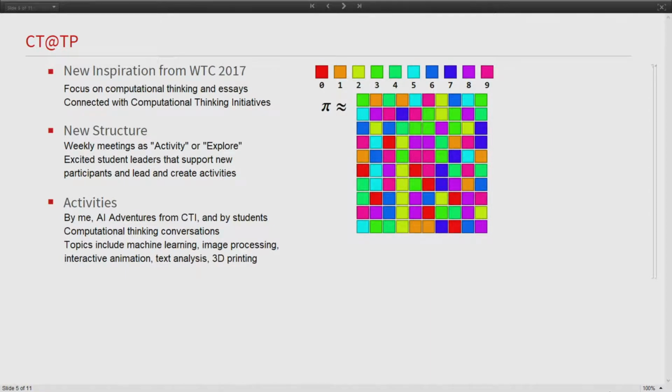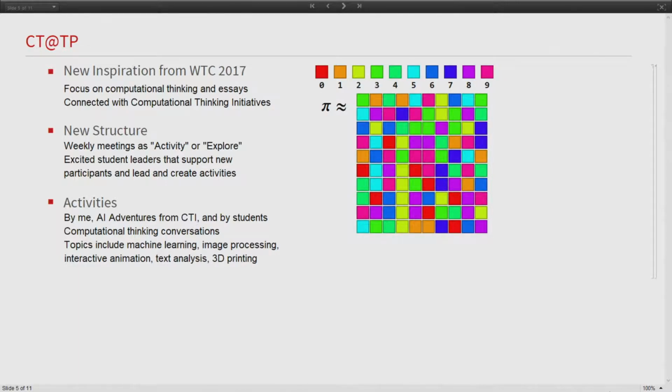I also had new student leaders who were really excited and committed, and we spent more time with those leaders forming a vision for the club before we actually launched it. Those student leaders were able to create some of their own activities, they led activities, and they supported new students who came in throughout. We might have a brand new student, and they could sit with them on the side and help them get started while we continued with our activities.